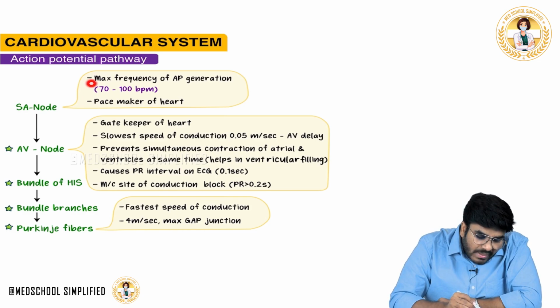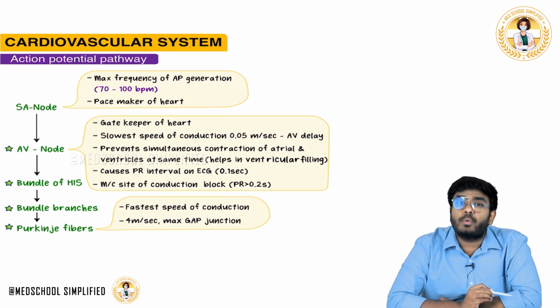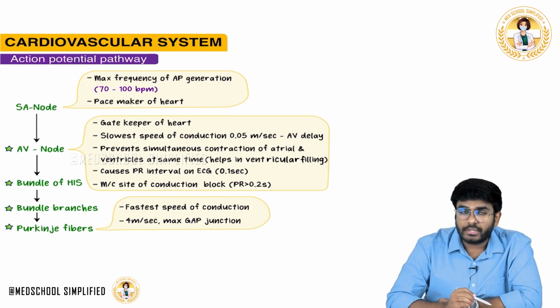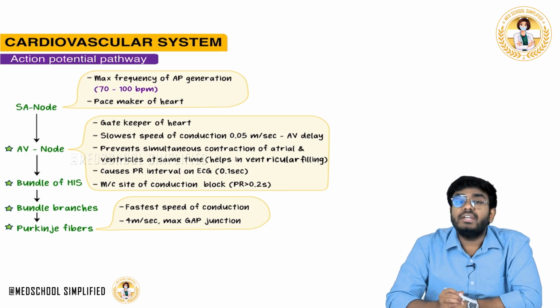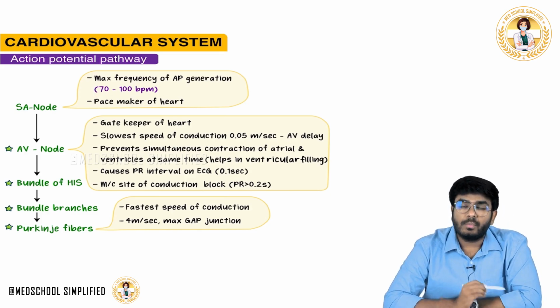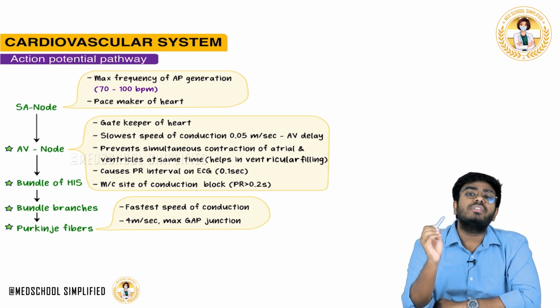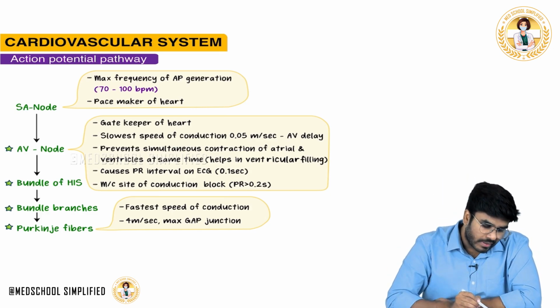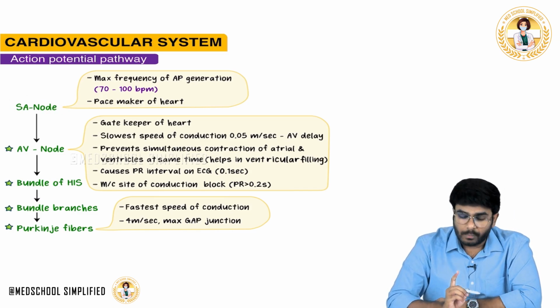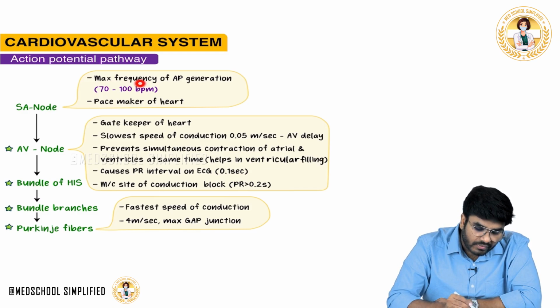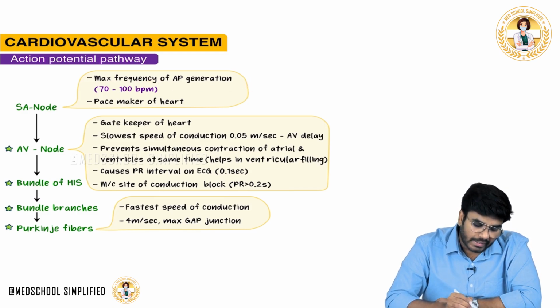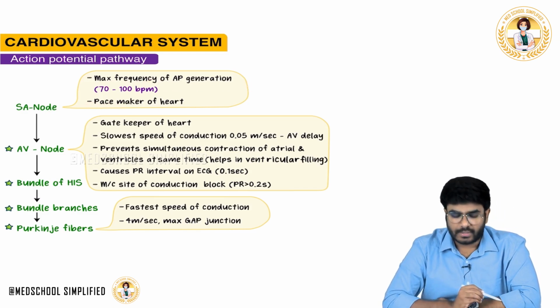Because it produces the maximum frequency of action potentials. I have already explained that it is somewhere around 70 to 100 beats per minute. Since it produces the maximum, the heart rate is under the control of the SA node. So where did the action potential start? The SA node. The important points about the SA node are the maximum frequency of action potential generation, and that it is considered the pacemaker of the heart.